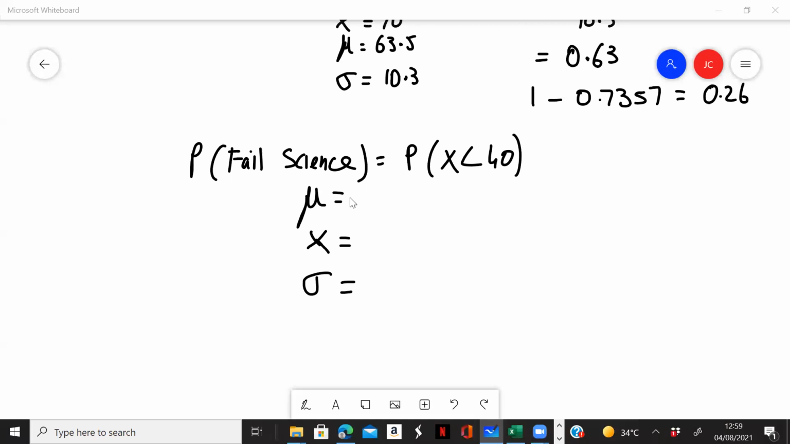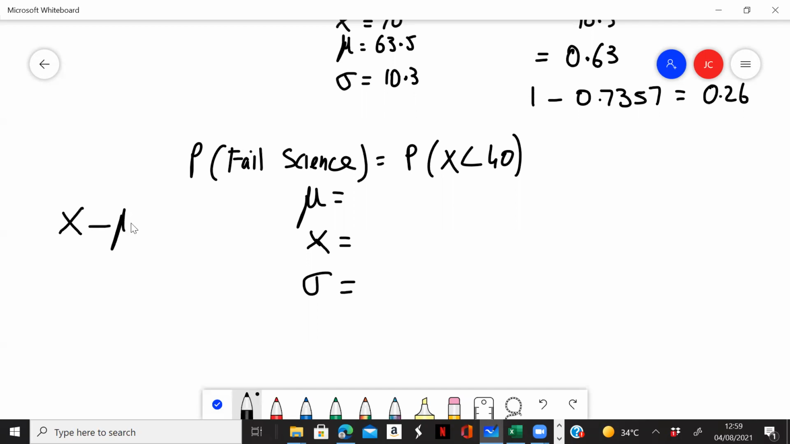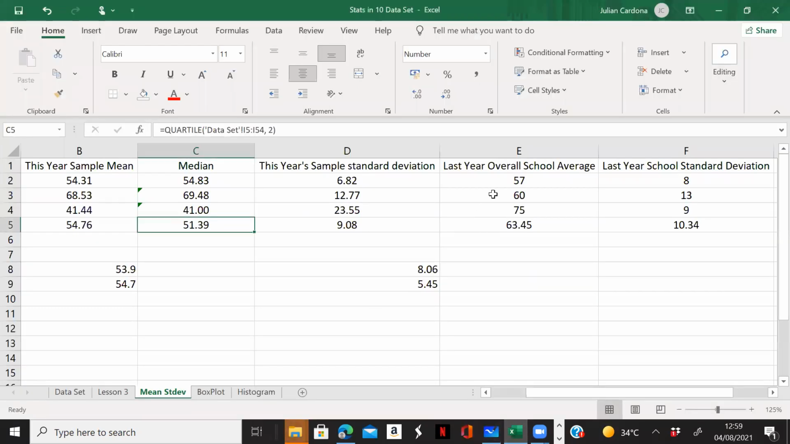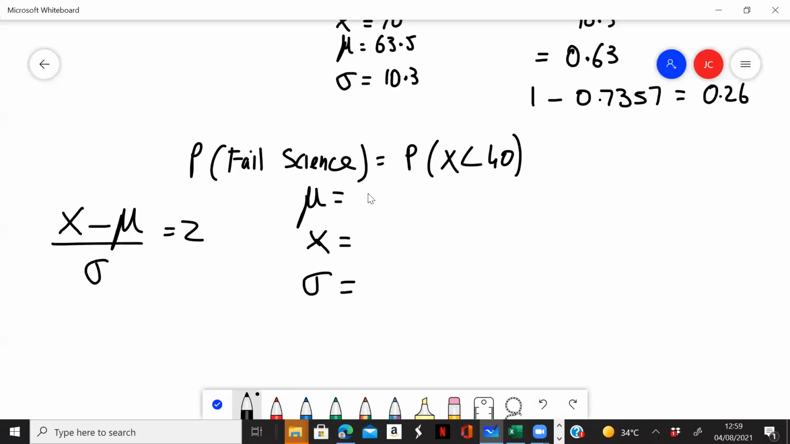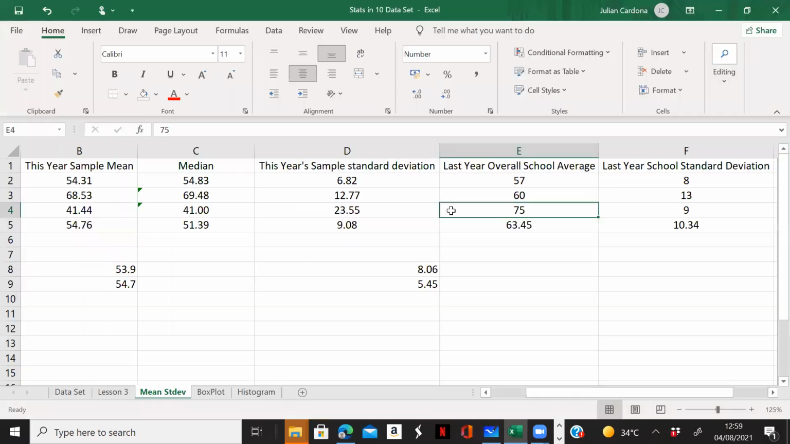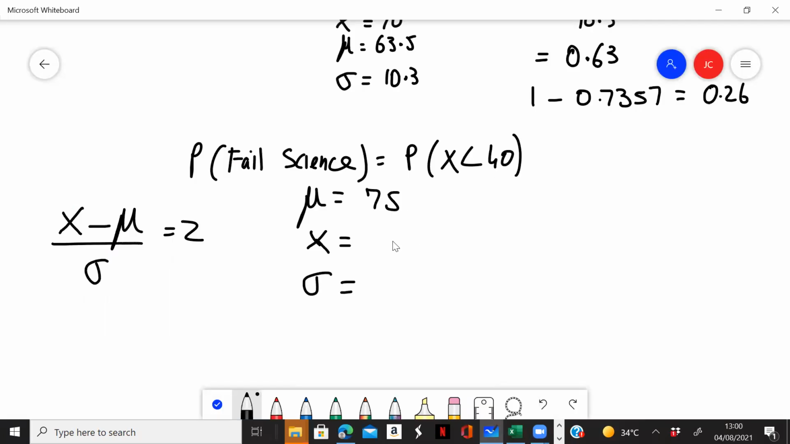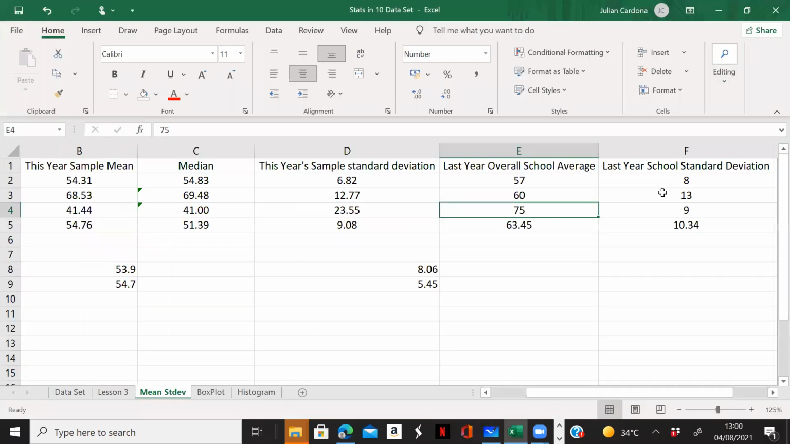Remember the formula. We have to convert from x to z using this formula. Let's see how to do that. First, we need to find mu, x, and sigma. So I'm going back to my Excel sheet. For science, this row is science. The mean from last year, the population mean for science, was 75. X will be the number I'm using here, so x will be 40. And the standard deviation last year was 9.